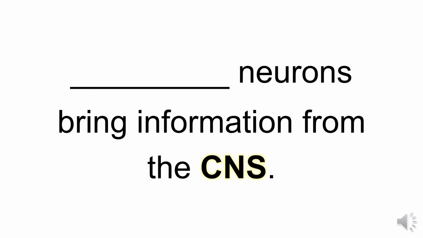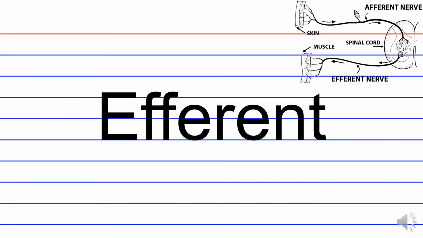Blank neurons bring information from the CNS. So what type of neuron brings information from the CNS? I just told you this just now, in the previous card. That would be an efferent neuron or efferent nerve.